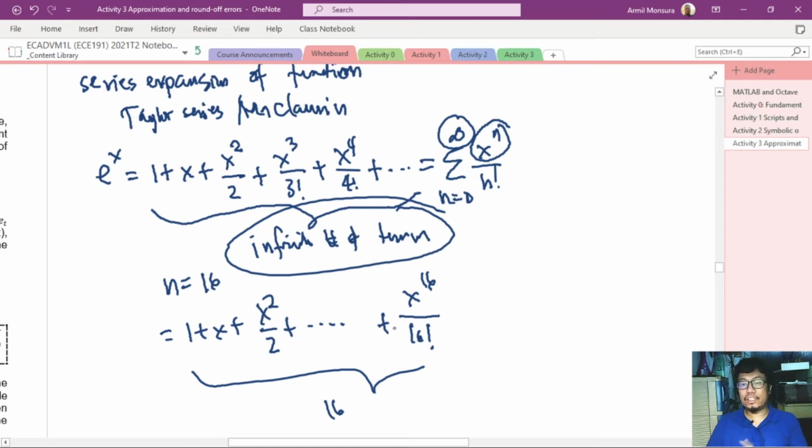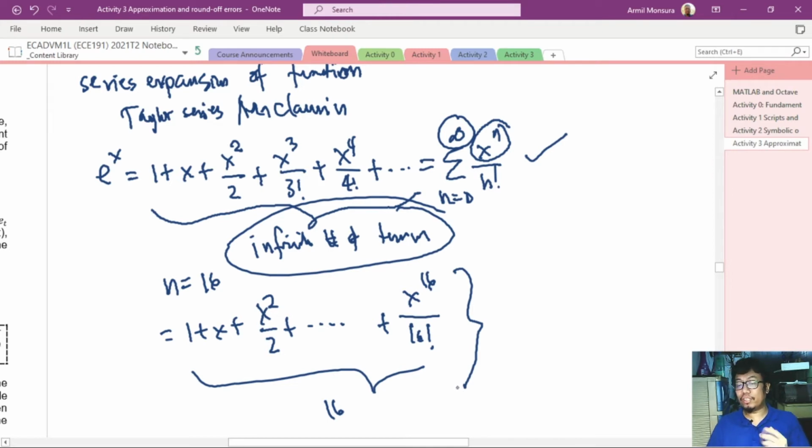Compare nyo yan dito sa infinite number of terms. In that case, we are truncating the procedure. This is an exact procedure, that is adding the infinite number of terms of this series. That's the exact procedure. But the approximate procedure or the truncation that we will commit is by adding only 16 terms of that infinite series. So that is truncation, that's the process of truncation that we will use in this context.